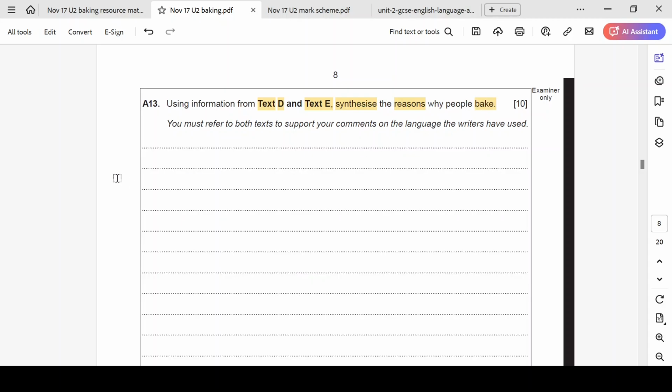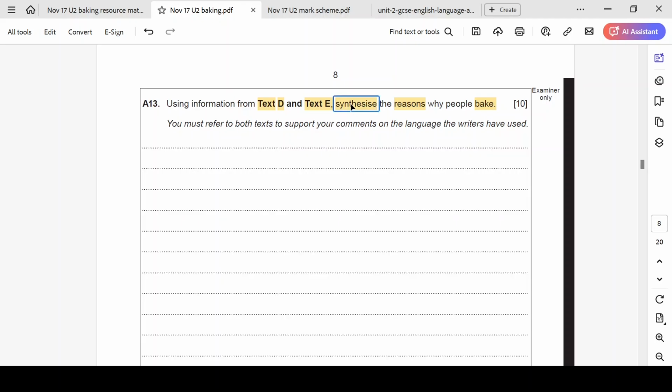Most of the students I've ever taught are terrified of synthesis questions initially, which is crazy because I think they're amongst the easiest questions, certainly those that are worth a lot of marks. Don't be afraid of synthesis questions. It's a strange word, but actually they're really asking you to do something quite simple. Just looking underneath it as well, here you've got a reminder: you must refer to both texts to support your comments. So by that they mean you need quotes, really. You must refer to both texts, so you need quotes from both of the texts to back up your points.